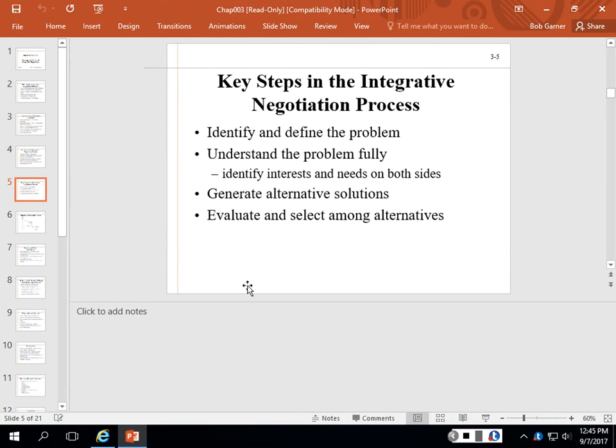Okay? Key steps: identify and define the problem, understand it fully, identify the interests and needs of both sides, and come up with alternatives. That's one of the things I teach in the Managing Growth class, where I have students write a couple of papers, and it's a critical thinking process. Okay, what are all the options we have? What are the positives and negatives of each option? And once you do that analysis, pick the best option.